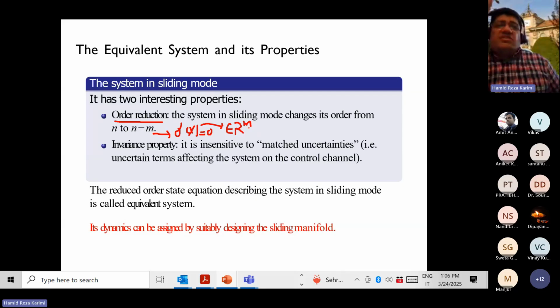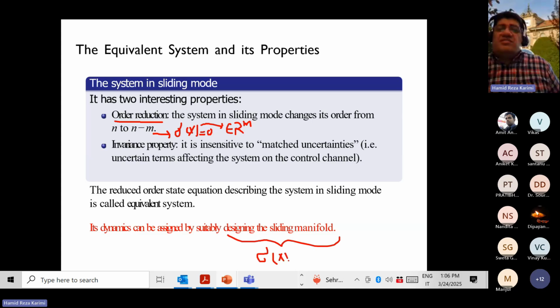Its dynamics can be assigned by suitable design of a sliding manifold. So now what is important is how to design this sliding manifold sigma x, because all the challenge is related to sigma x.